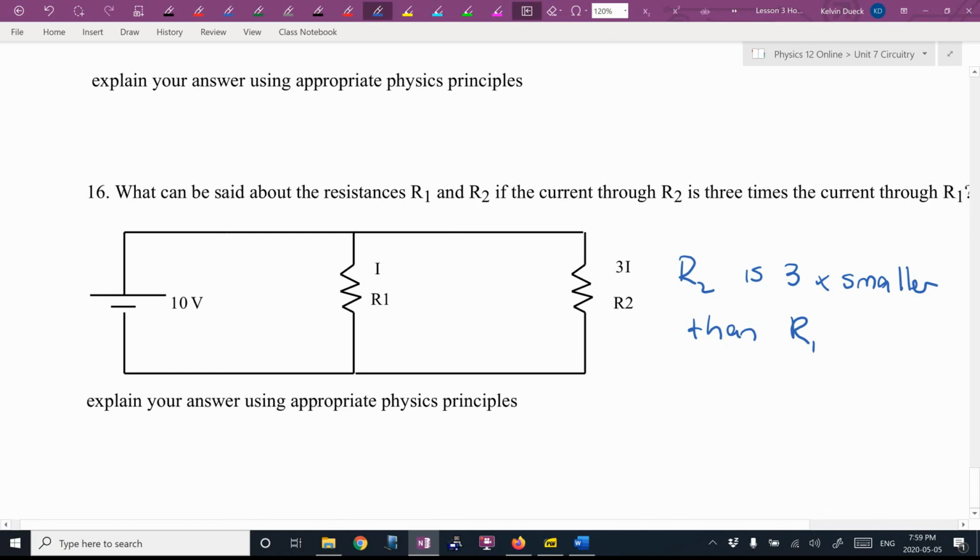And you can figure that out because each of these would actually be 10 volts if you use the ski method. And so R equals V over I. So in the first one, you would have 10 divided by I. In the second one, you would have 10 divided by 3I, which would make R2 3 times smaller than R1.